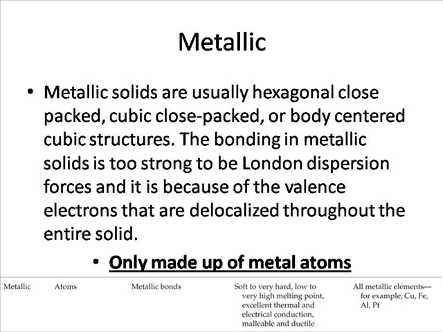Metals vary greatly in the strength of their bonding, as shown by their wide range of physical properties, such as hardness and melting point. In general, the strength of bonding increases as the number of electrons available for bonding increases. Some examples of metallic solids are copper, iron, and aluminum.